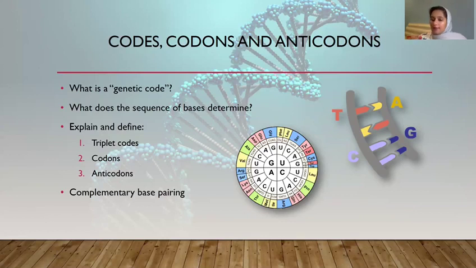And then, free amino acids in the cytoplasm attach to specific transfer RNA molecules. There is one transfer RNA molecule for each of 20 different amino acids, as we have mentioned before, and the triplet of bases of the transfer RNA molecule is known as an anticodon. So for DNA, it's known as a triplet code. For mRNA, it's codons, and for tRNA, it's anticodon.